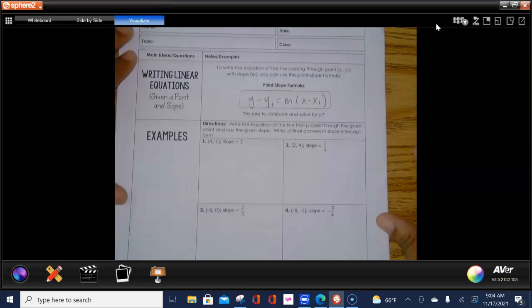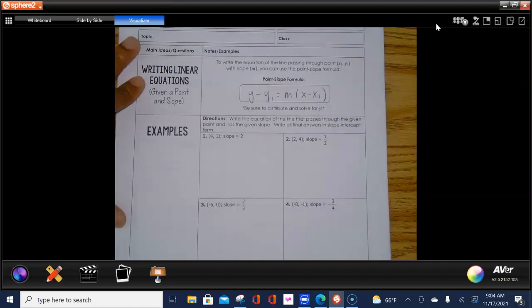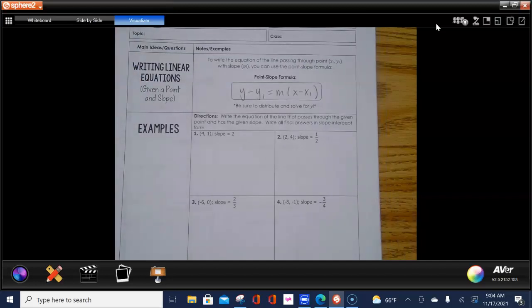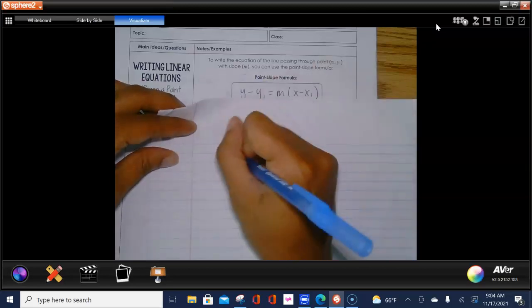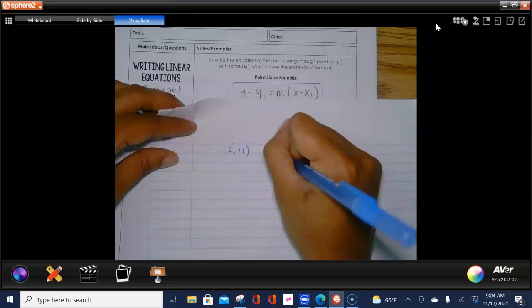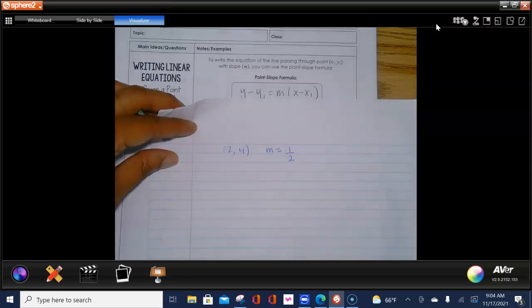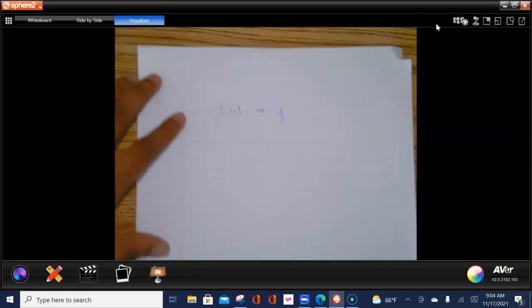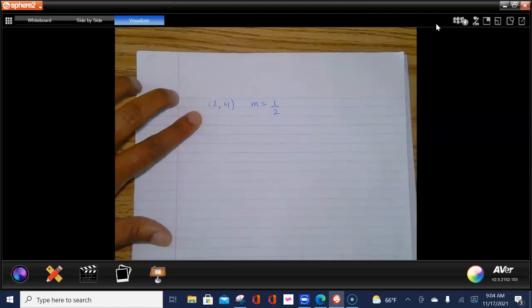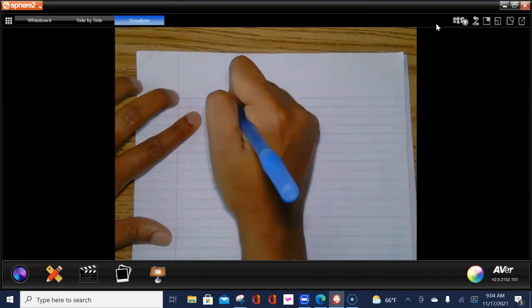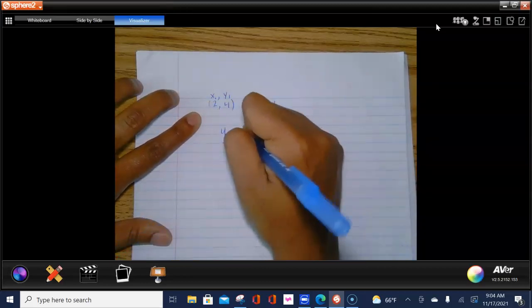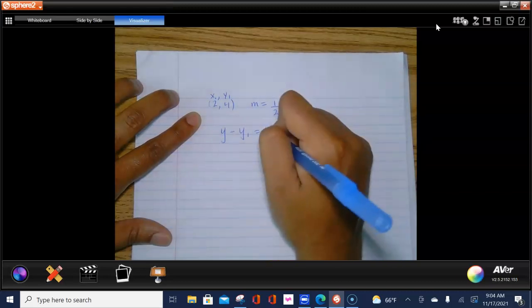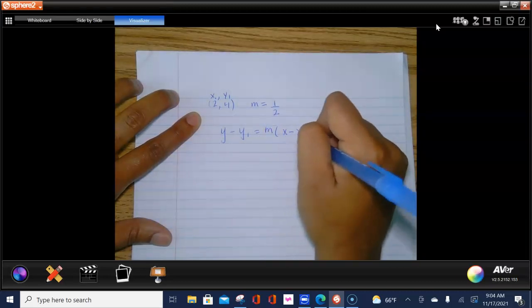I forget which ones we've done in class, so I'm going to jump around a little bit. Let's do number 2. The point they give us is (2, 4), and the slope is 1/2. The slope is our m, and the point is x1, y1, which is the x and y coordinate of that one point. The point slope formula is y minus y1 equals m times (x minus x1).